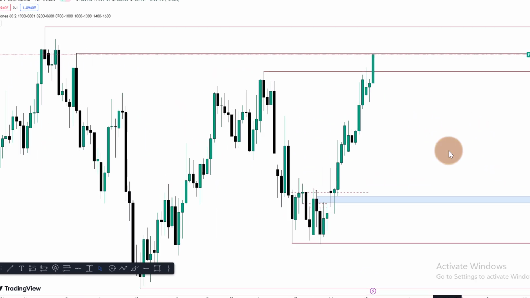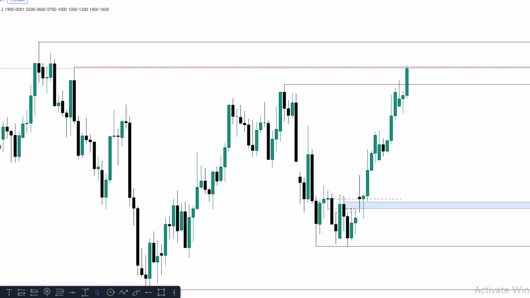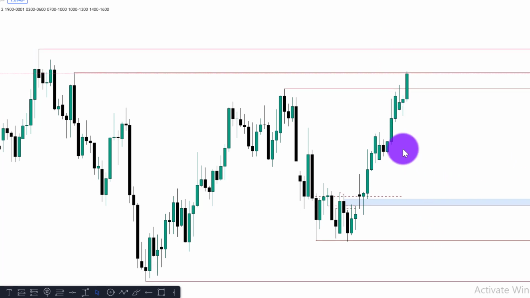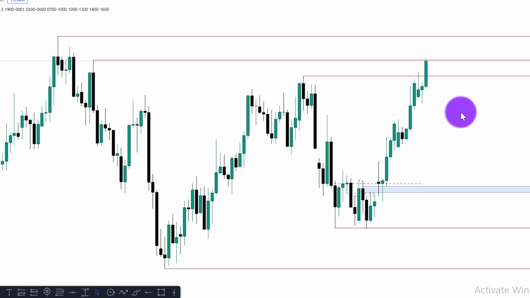So on the daily time frame, you can see market structure has been bullish. We see the candles showing so much bullish momentum and impulsiveness on the daily time frame. Literally, it's telling you that this week we're in a bullish market structure on the daily time frame of the euro dollar.